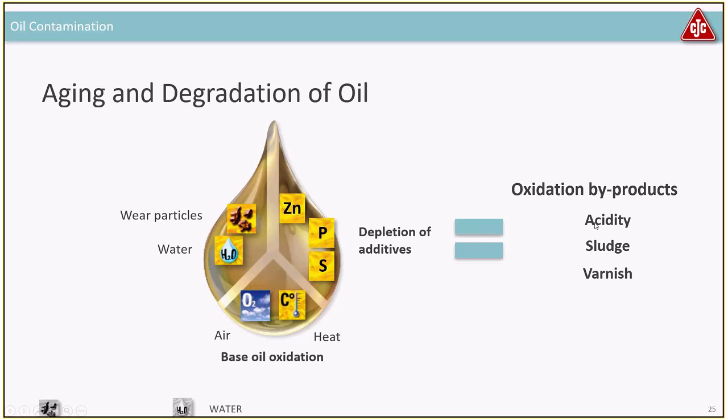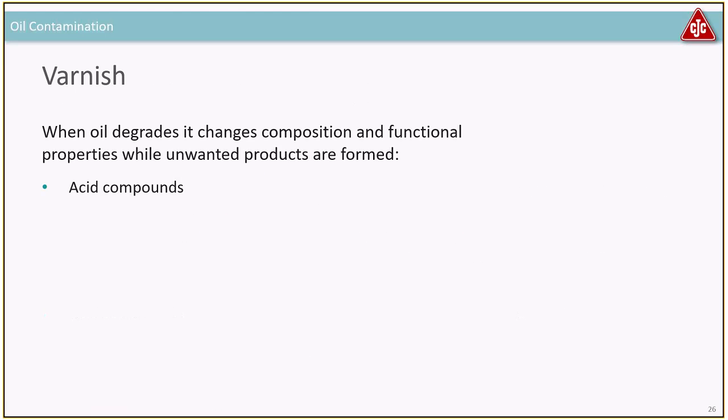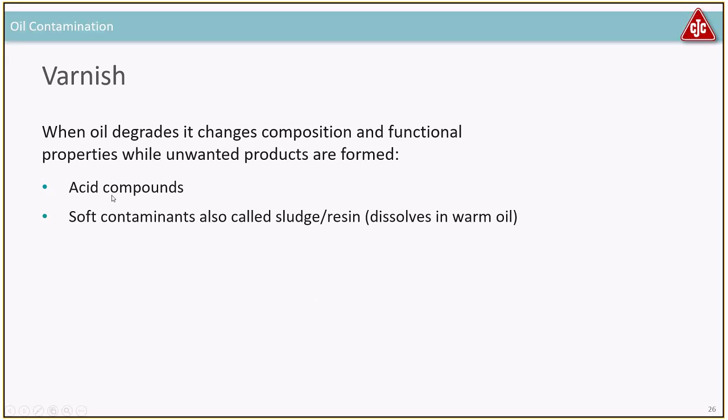So you will create acidity, sludge, and varnish when the oil degrades. I'll just show you here. When oil degrades, you'll have acidity, like milk. You can smell milk that is off and it smells really bad. The contamination will create something called sludge or resin, which typically dissolves in warm oil.